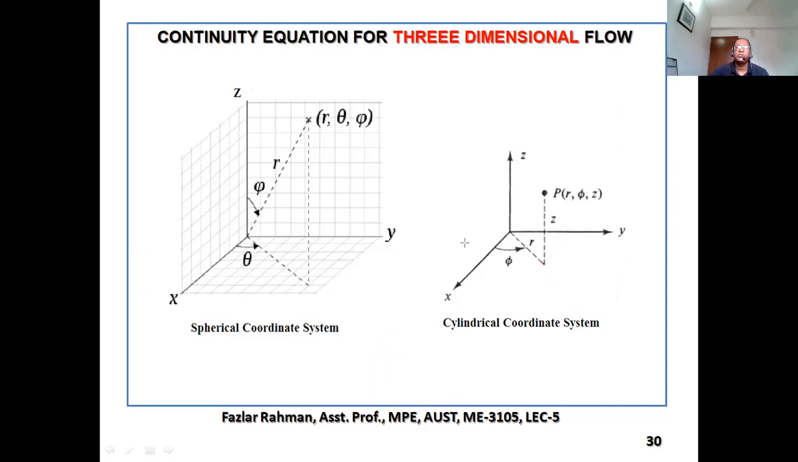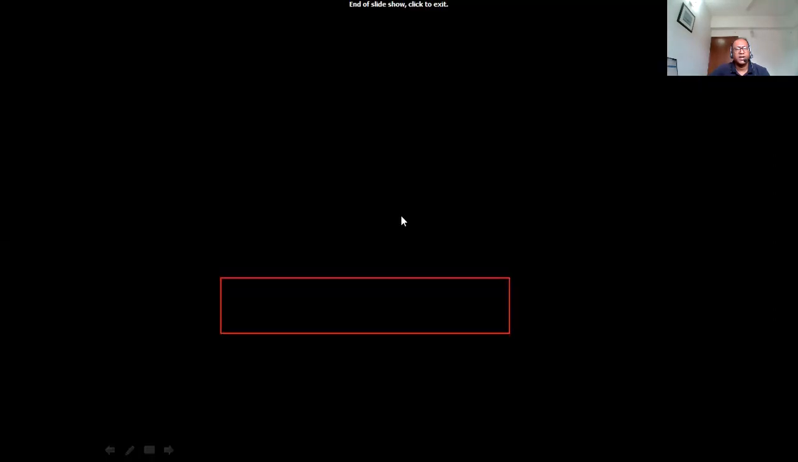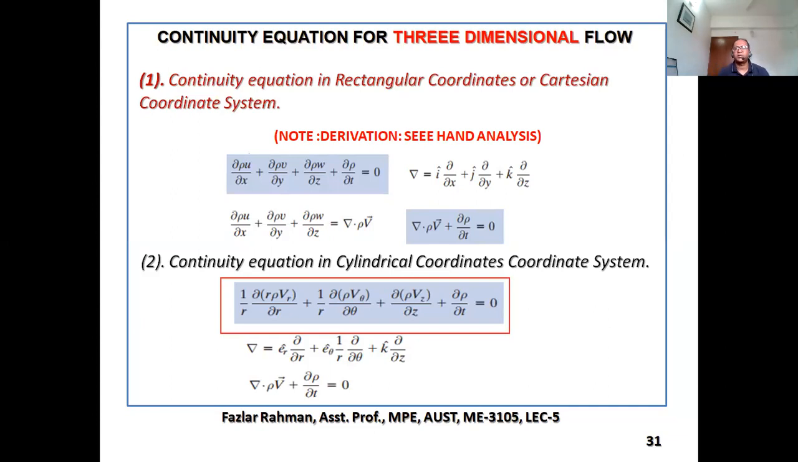I just refresh you and I would like to show you what the form of the continuity equation will be in these two coordinate systems. Normally I derive these two equations, but here we will not derive. I will just give you the continuity equation in cylindrical coordinates. So this is the form of the continuity equation in cylindrical coordinates, okay? For spherical coordinates, I don't give you the equation, okay? We could derive it, but it would be a little bit in-depth analysis, so I skip it.